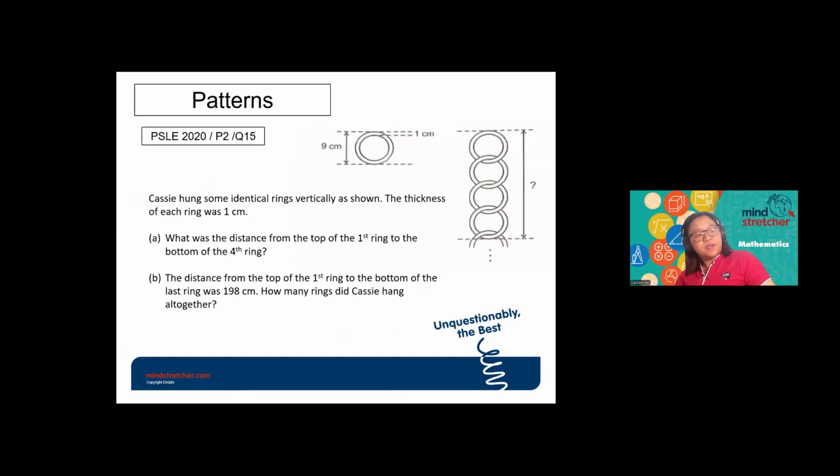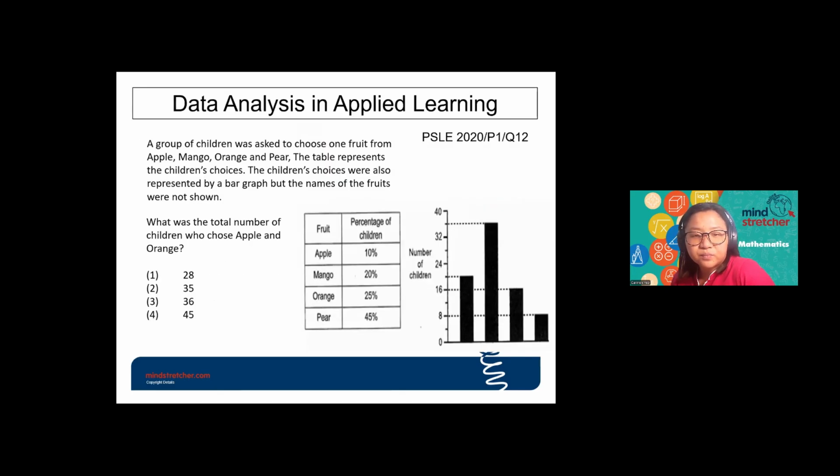In 2020, this question came out and many students were not able to solve it. They didn't realize that it is a pattern question. So this is a variation of how questions can be asked, where you need to think out of the box and select the appropriate strategy to solve. Yeah, this one again.